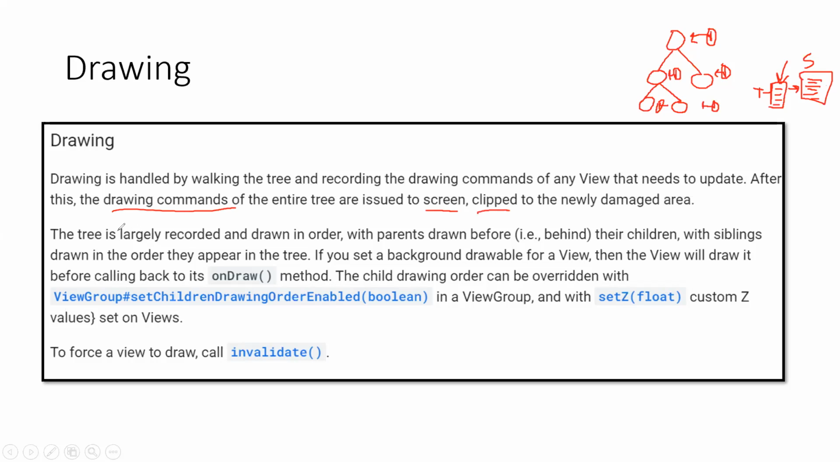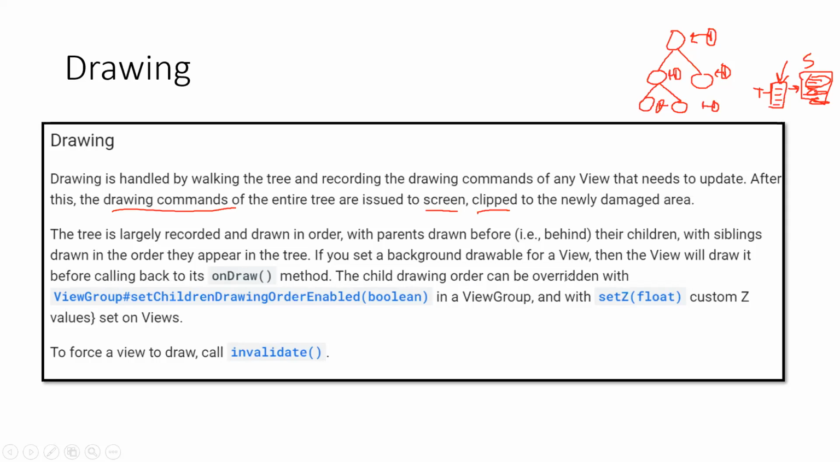The tree is largely recorded and drawn in order with parents drawn before children. So the parents' drawing commands are fired first, after that the children's drawing commands, and after that the leaves' drawing commands. If you set a background drawable for a view, then the view will draw it before calling back to its onDraw method.